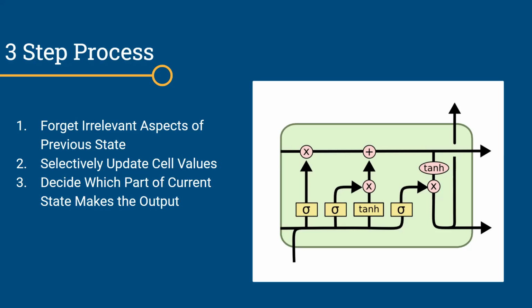The first thing that we want to do is forget irrelevant aspects of the previous state. So if, for example, there's some bit of information that already exists there that isn't going to add new information to what we already have, we can probably get rid of it. The next thing we want to do is update the cell values. So that'll be somewhere around the middle here. We'll talk about this in a bit of detail. We're going to change the weights of the network. And then we're going to decide what part of the current state makes the output. So we're going to do calculations and decide probabilistically what is going to make us have an output.